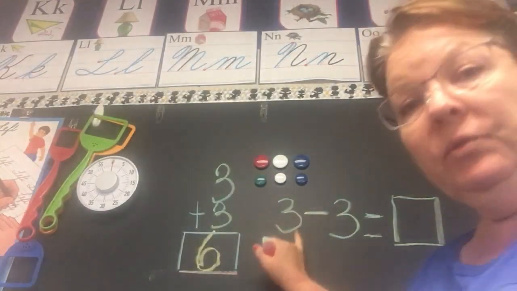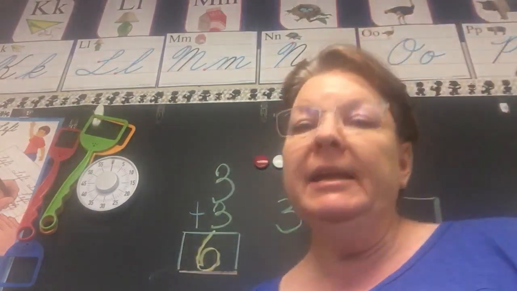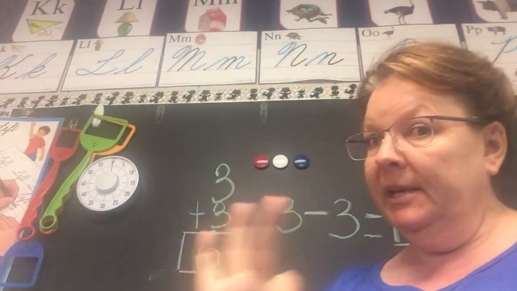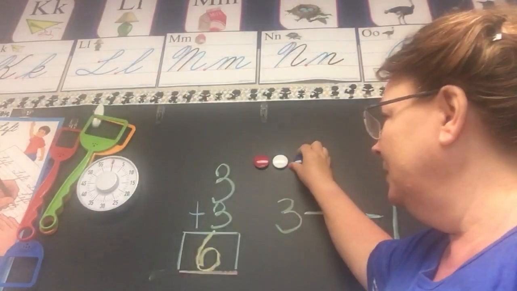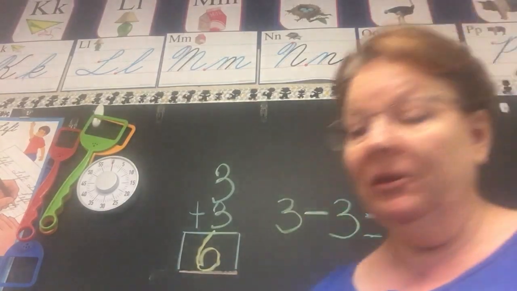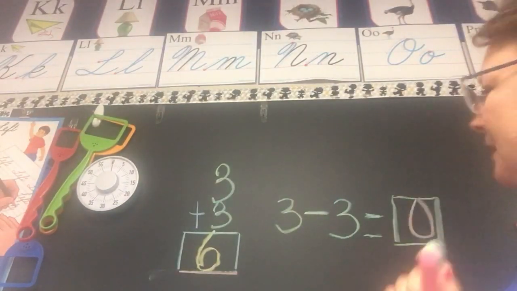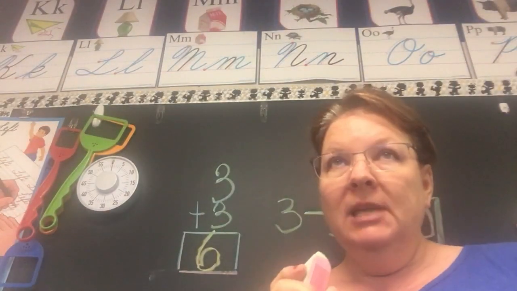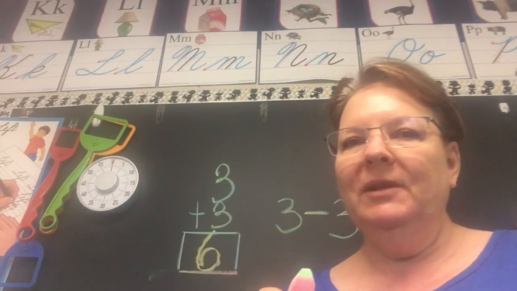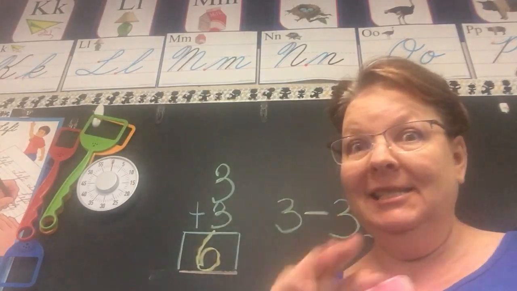So we have 3, let's take the small ones down. We have 3 magnets, okay? And I'm going to take 3 magnets down. 1, 2, 3. How many magnets are left on the board? You're right, 0. If you had 3 strawberries and you ate 3 strawberries, how many strawberries would you have left? You're right, 0, none.